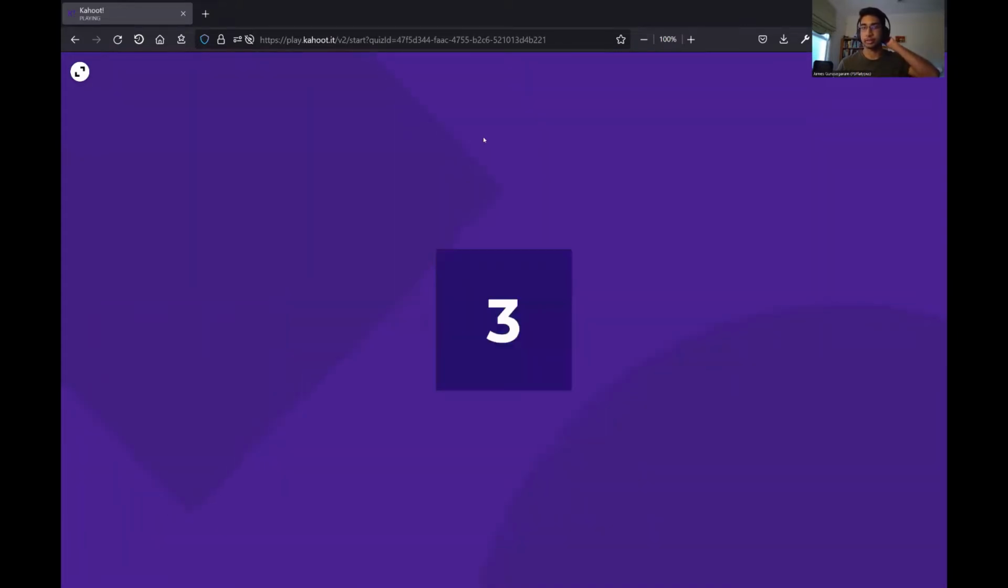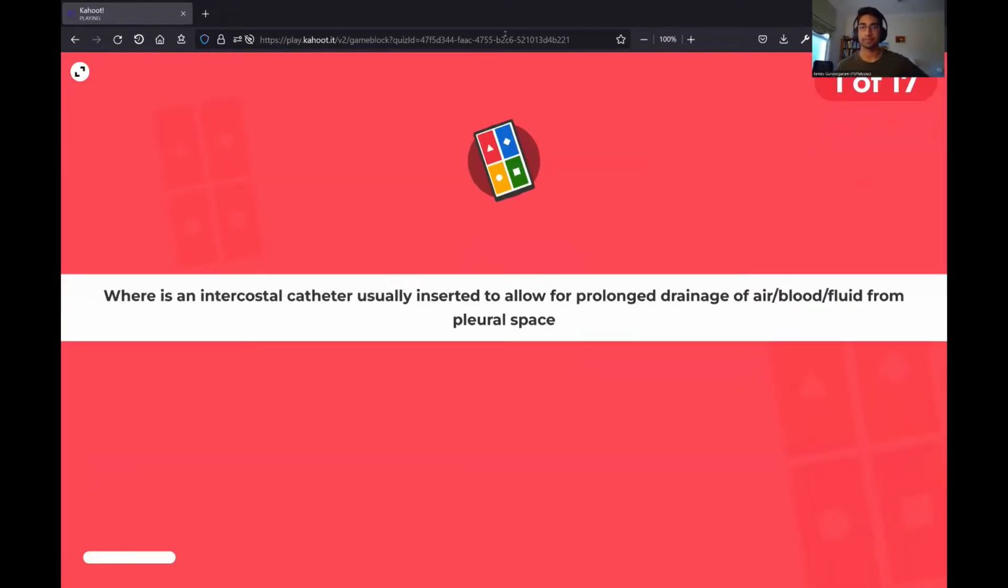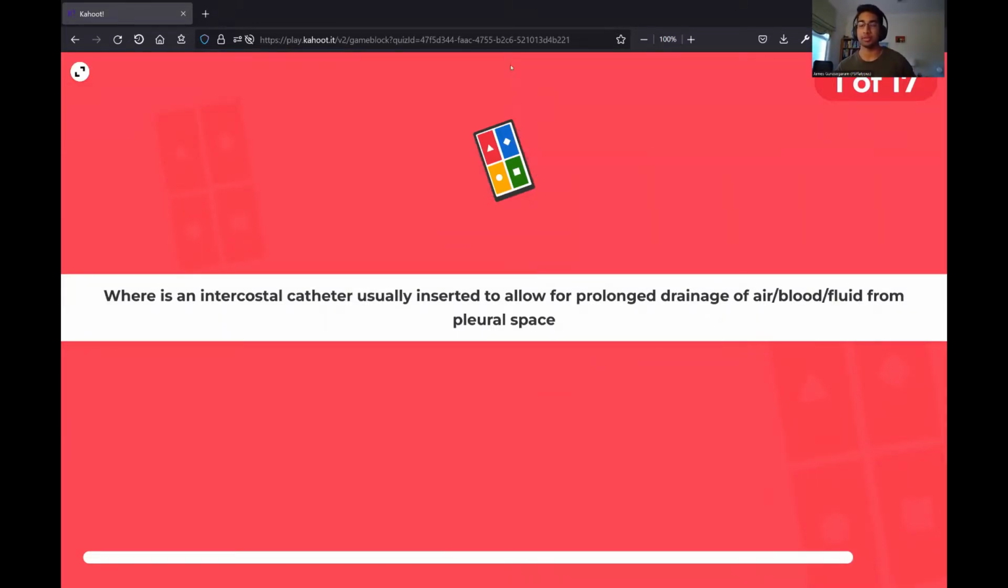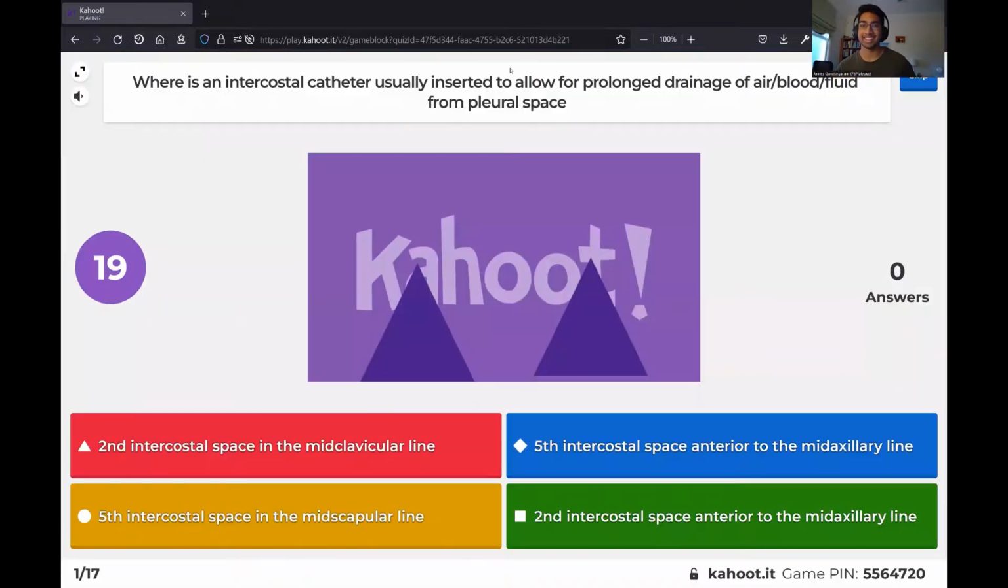So as usual, each week we'll cover the previous week's content. So this is all going to be week 1 stuff we're revising. Okay, so this time we're talking about intercostal catheters. This one's a bit of a mean one to start off on, so don't worry too much if you don't know exactly.